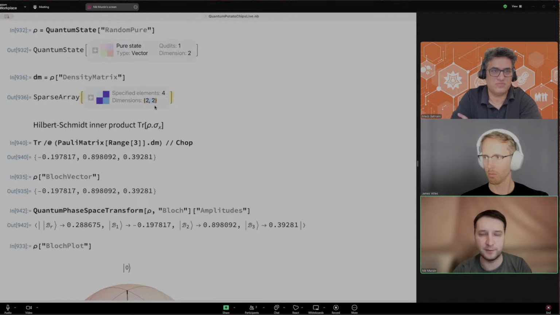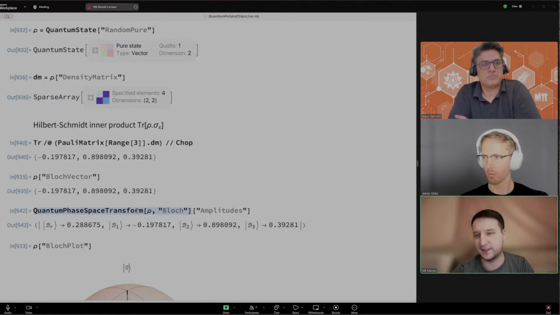A density matrix is just 4 elements, usually a 2 by 2 matrix, but you can flatten it so that you have a vector with 4 elements. Now you can treat this vector as an element of some vector space, and you can change its basis, linearly transform this vector into some other basis, and so on. And this phase space transformation is exactly that.